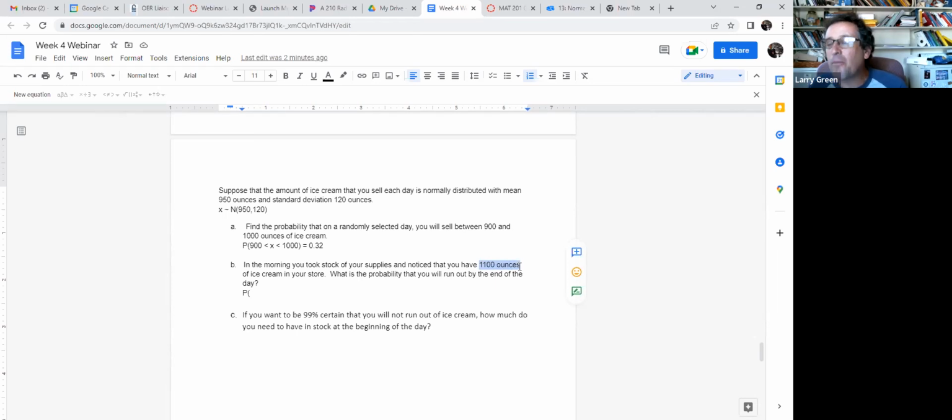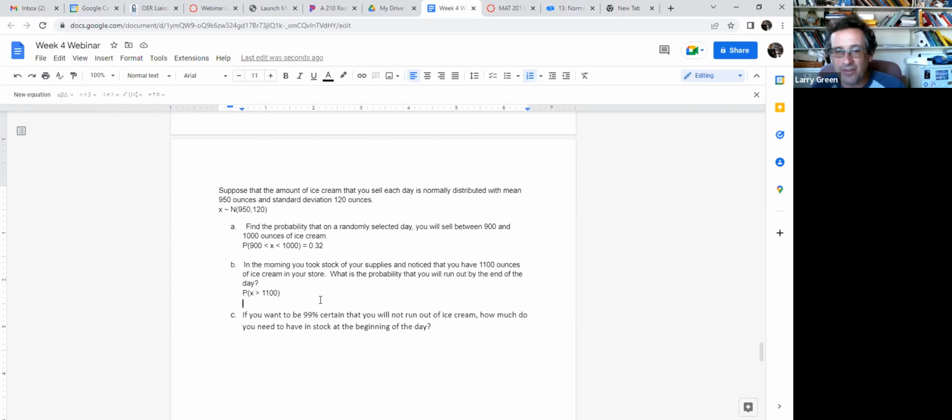Yeah, demand of more than 1,100. Any questions on that? So we want the probability that X is greater than 1,100. It's usually the hardest part about these problems is to read the sentence and see if you can come up with how you write this out. Once you write it out, then it's pretty easy. Any questions on how I came up with X greater than 1,100?